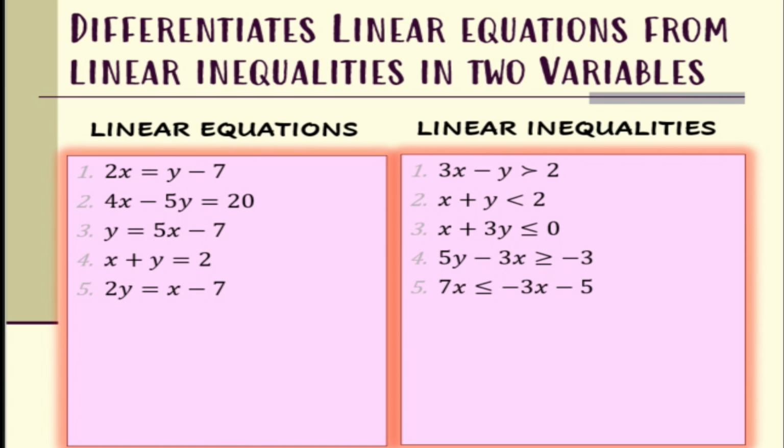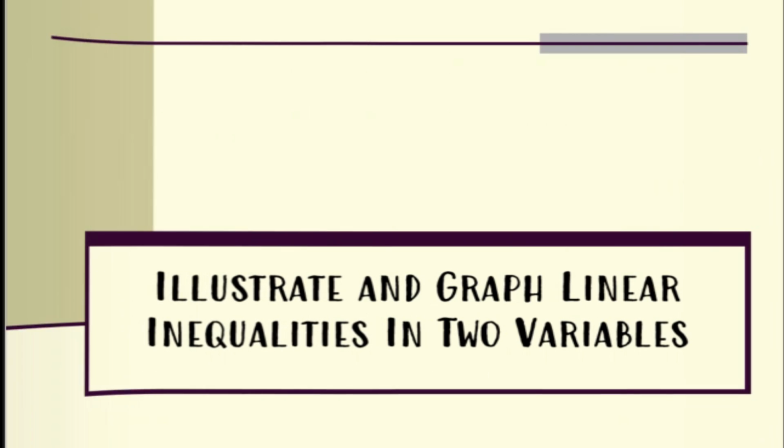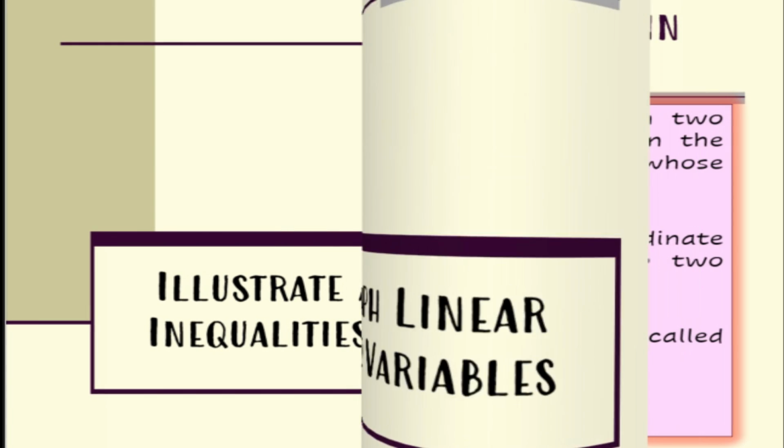The difference between the linear equations and linear inequalities is that in linear equations, the symbol we use is the equal sign, while in linear inequalities, the symbols that we'll be using are less than, greater than, less than or equal to, and greater than or equal to. Now let's move on to illustrating and graphing linear inequalities in two variables.